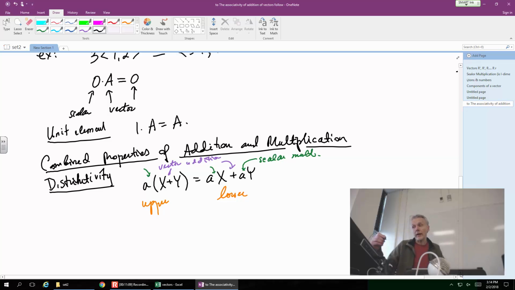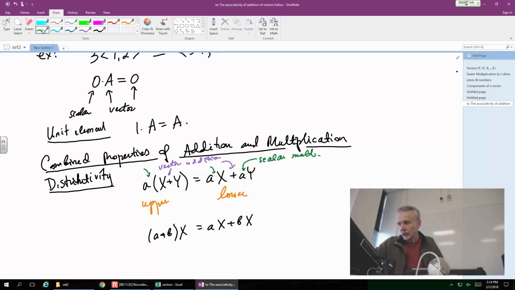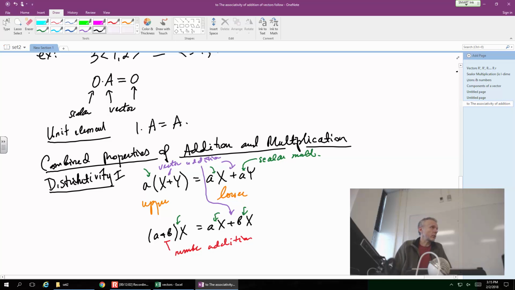So what if I write the same distributive property, but for addition of numbers: (a plus b)x is equal to ax plus bx. It's still a distributive property, but it is about other operations. I have scalar multiplication again over here and over there, and I still have vector addition here. But what has changed is that this one is number addition. So this is a distributive property, not the same as the first one, and that calls for a name. It's called distributive property 1 and 2.